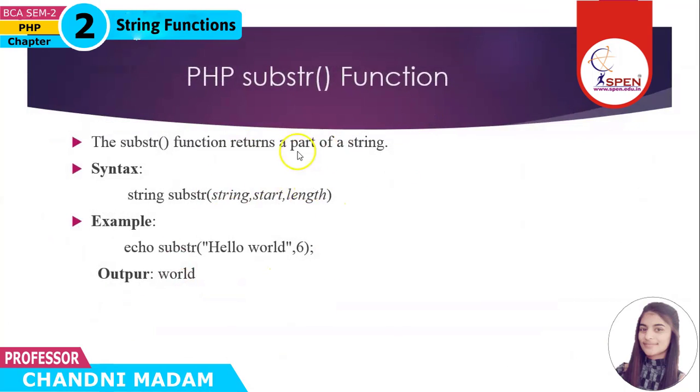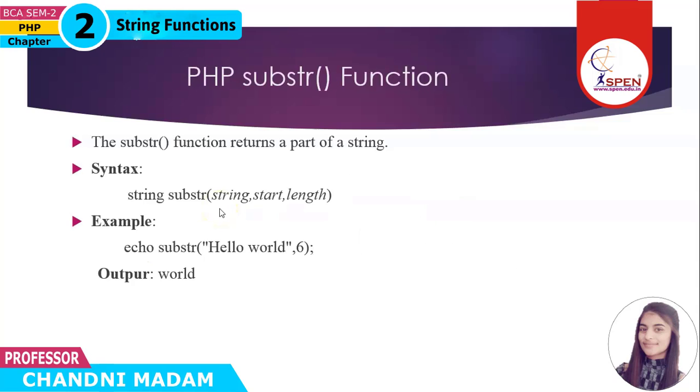Now next function is substr. This function returns some part of your string. Here the syntax has three parameters. First is the string, second is start. Start specifies where to start your new string. And the third is length, the length of your string. Length is optional. If you pass it, then it's okay. If you do not pass it, then it does not give any error. Here string and start are both mandatory.